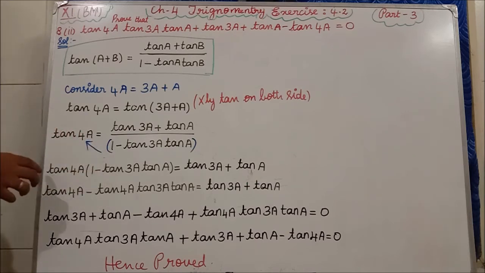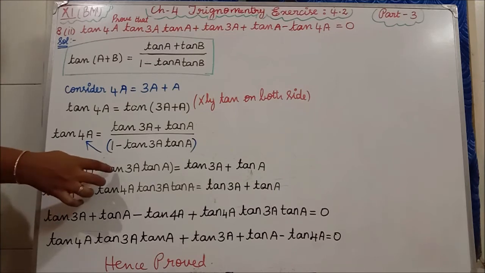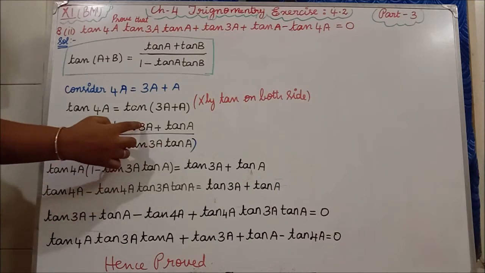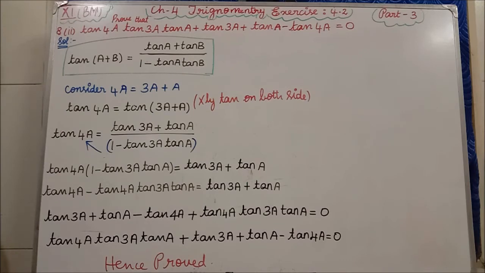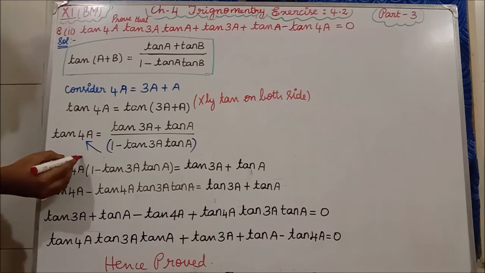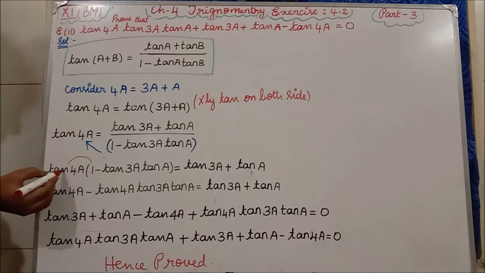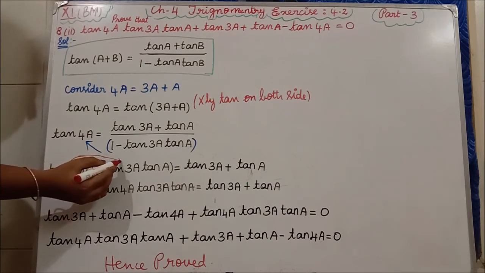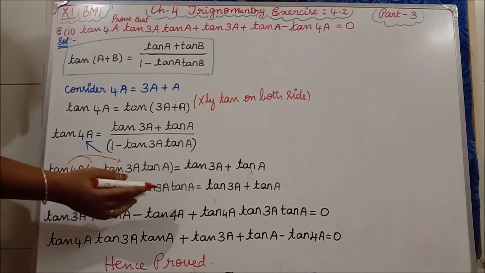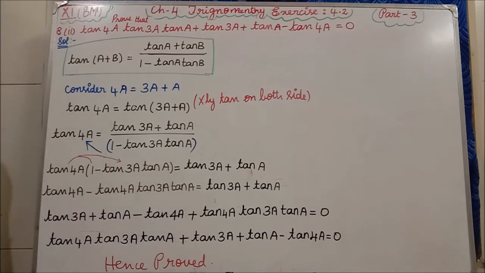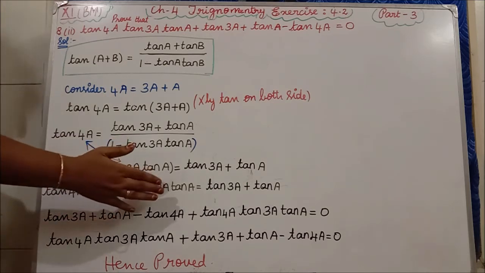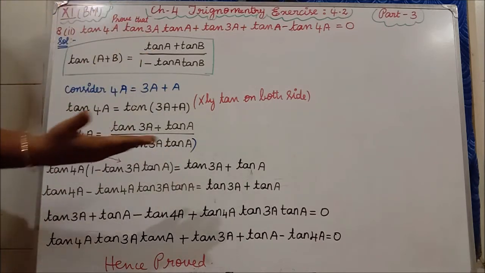So what will I get? Tan 4a into 1 minus tan 3a into tan a is equal to the numerator part, tan 3a plus tan a. The next step, what am I doing? I am multiplying the tan 4a inside. Tan 4a into 1 is tan 4a. Then tan 4a into tan 3a into tan a is equal to tan 3a plus tan a. Now what I am doing is taking all the LHS part to the RHS part.